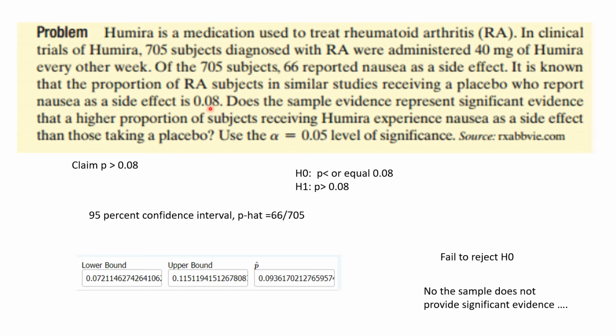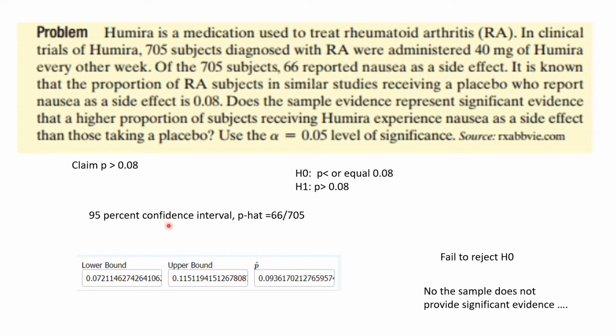It is known that the proportion of RA subjects in similar studies receiving a placebo who reported nausea as a side effect is 0.08. Does the sample evidence represent significant evidence that a higher proportion of subjects receiving Humira experience nausea as a side effect than those taking a placebo? It says use the alpha equals 0.05 level of significance. That means we're going to look at a 95% confidence interval.